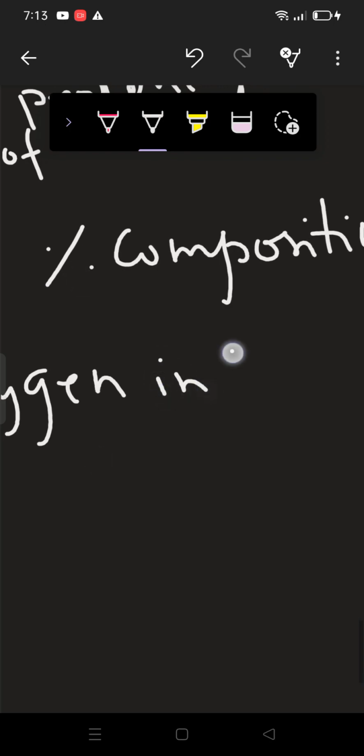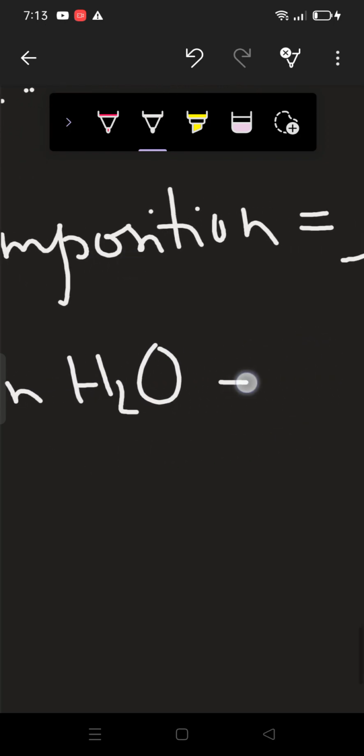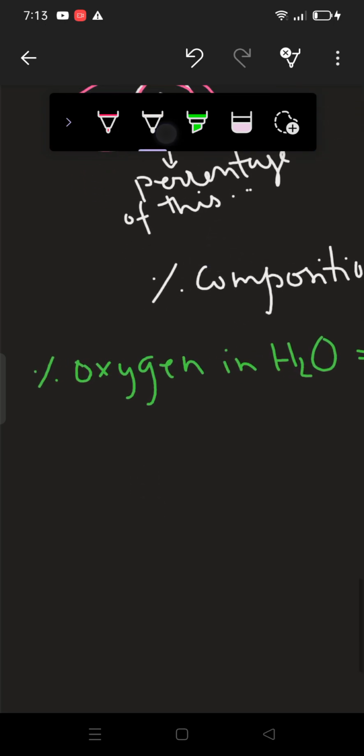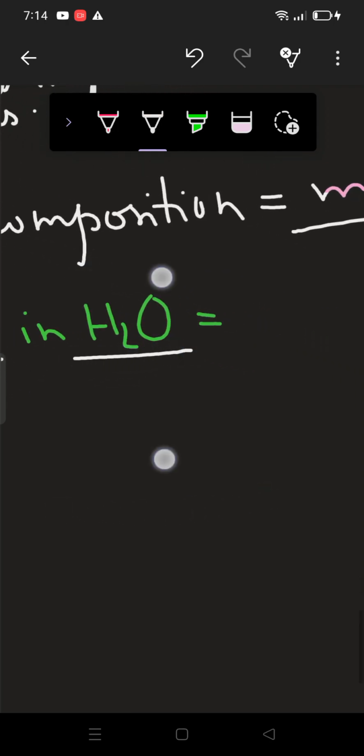So let's find the percentage of oxygen in H2O, right? Percentage of O2, meaning how much percentage of oxygen is present in the H2O molecule, right? So let me highlight this first. Now just put this formula, right? Use this formula. We initially need to write the mass of that quantity. What we are finding the percentage of is oxygen, right? So oxygen, now see, how many atoms of oxygen are there in the water molecule?